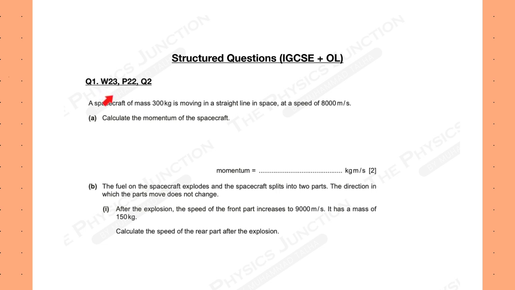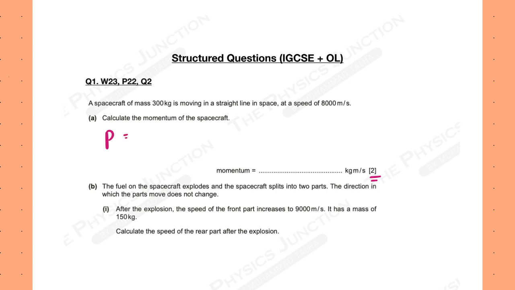Alright, question number 1. So this is the reference from the O-levels. A spacecraft of mass 300 kg is moving in a straight line at a speed of 8,000 meters per second. Calculate the momentum of the spacecraft. Some of you might know the formula. Actually, you obviously should know the formula. But don't be so quick to just multiply and write this here, because this is a 2-mark question.